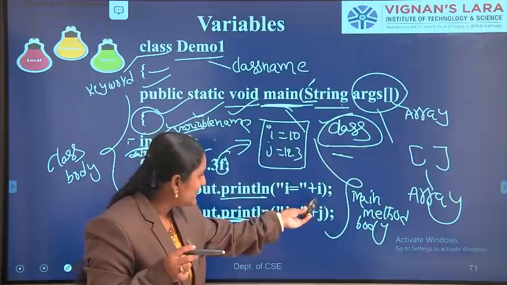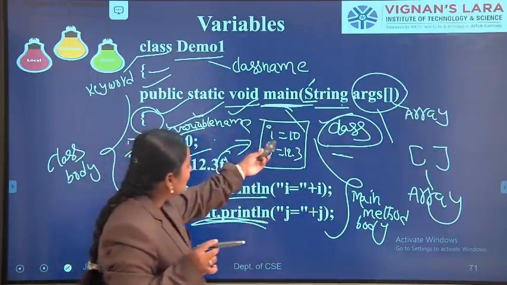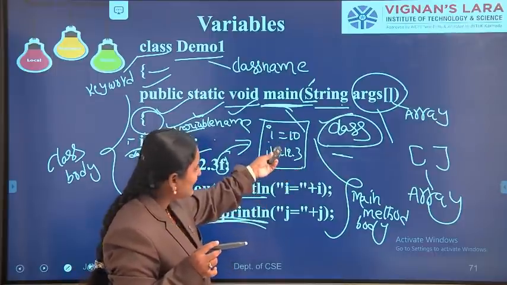So here "i = " plus i, "j = " plus j. What are the values of i and j? So i equal to 10, j equal to 12.3. We can get the output.